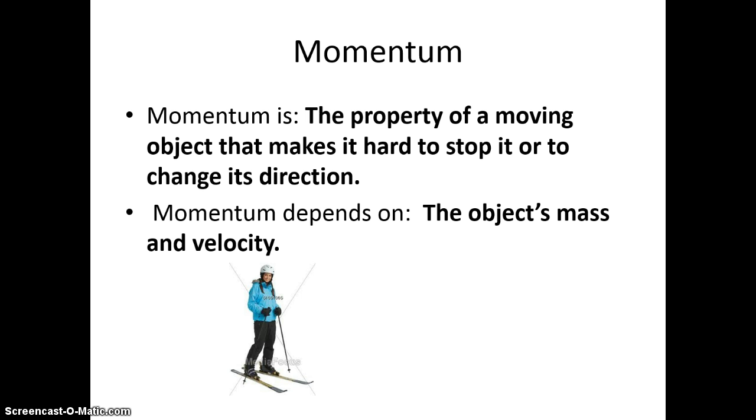Momentum depends on the object's mass and its velocity. So a small object that's super fast has a lot of momentum. A large object that's moving slowly still has a lot of momentum because it has a lot of mass. So remember, momentum depends on mass and velocity.